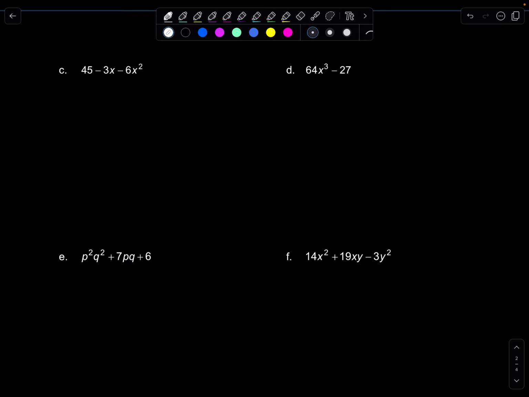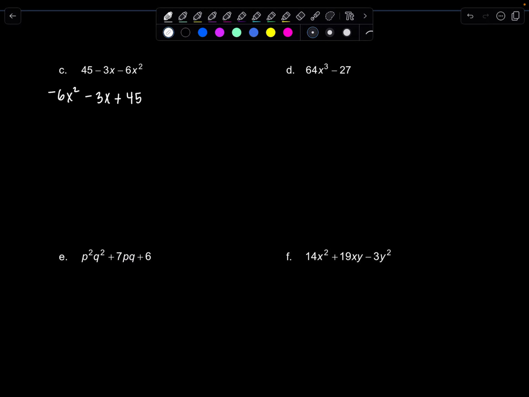All right, example C, 45 minus 3x minus 6x squared. The first thing I would say is put it in descending powers because it's not the easiest when it's written this way. You can still factor sometimes, but I think it's just harder on the brain. So I would rewrite it as negative 6x squared minus 3x plus 45. And then now we can take out a common factor.